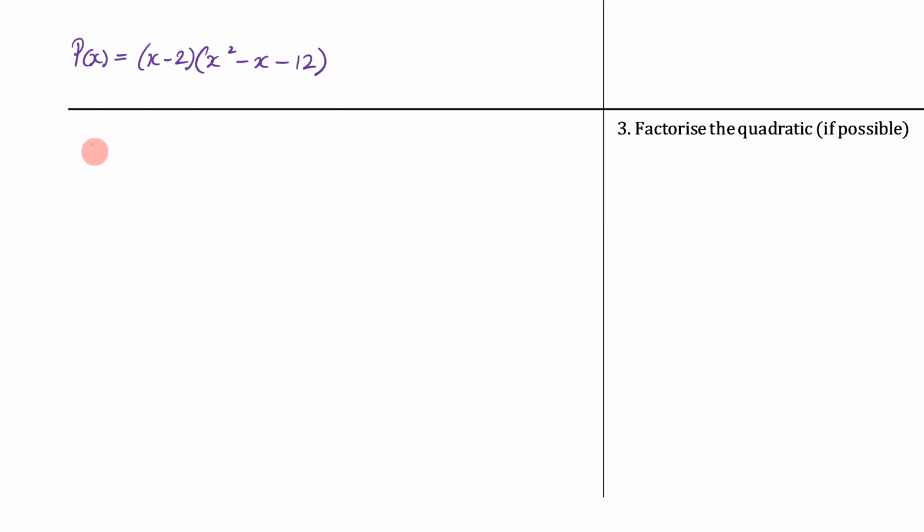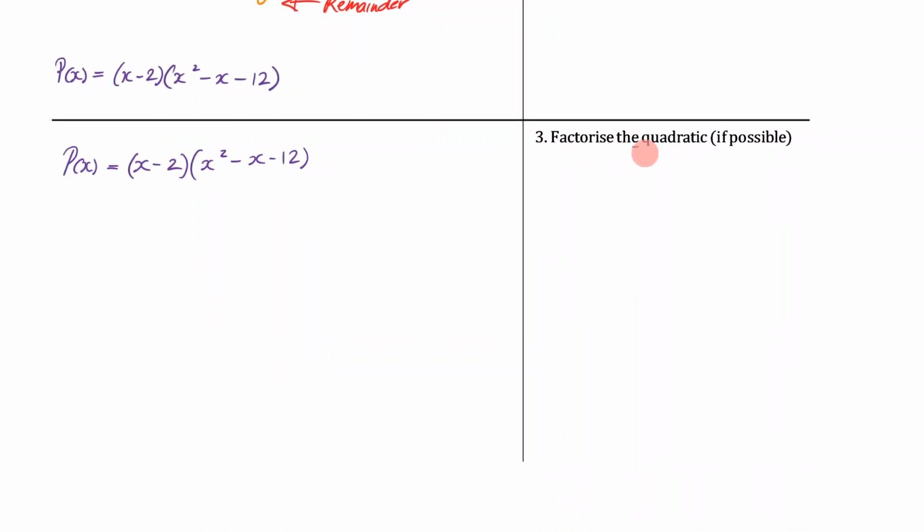Step 3. We start off with what we had just before, x minus 2, x squared minus x minus 12. As you can see here, the instructions are to factorize the quadratic if possible. So I'm factorizing just the quadratic. I need to find two numbers with a product of negative 12 that sum to negative 1. They're going to be negative 4 and 3. So now I can rewrite this as x minus 2, x minus 4, and x plus 3.